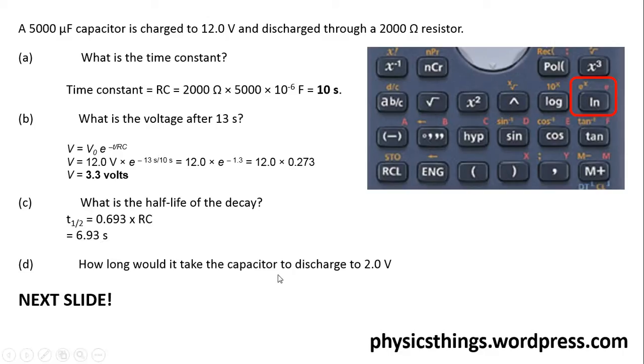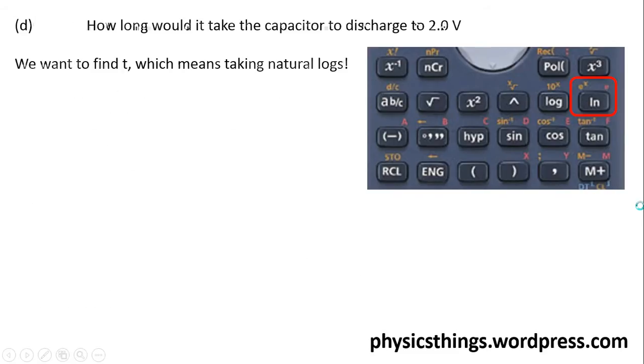How long would it take the capacitor to discharge to 2 volts? Well, now I'm looking to get a voltage there, and I'm looking for that time. So now the thing that I'm looking for is actually part of the exponential function. This means I'm going to need to take logs, and this means I'm going to need to go to the next slide to explain what we're doing. If we want to find t, if we want to find anything that's part of that exponential, we need to take natural logs, and that is again this ln button, but this time without pressing Shift.